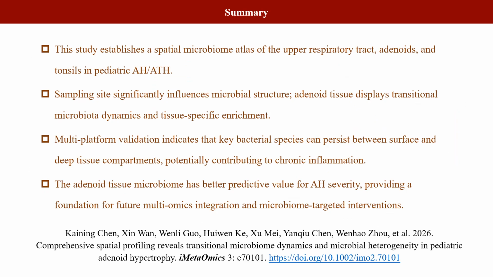Summary: firstly, we have established the largest-scale spatial microbial map of children's adenoid hypertrophy, covering multiple ecological niches from the nasopharynx to the adenoid tissue, and from the surface to the deep part. Secondly, the sampling site significantly affects the microbial community structure. Adenoid tissue shows a transitional dynamic and has tissue-specific enrichment. Thirdly, multi-platform verification suggests that key bacterial species can persist both on the surface and in the tissue, possibly participating in the maintenance of chronic inflammation.